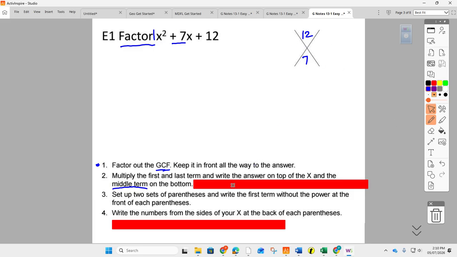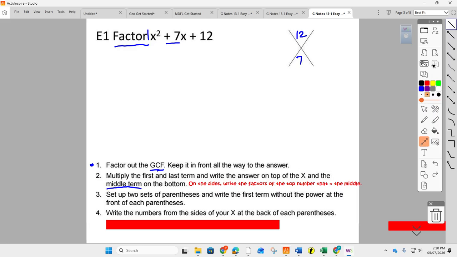Well, on the sides, we're going to write the factors of the top number that equal the middle number. You can pause the video here and write this part down. You do need this part in your notes. Okay. So pause it, write it down, and then pick it up. I'm going to keep going.